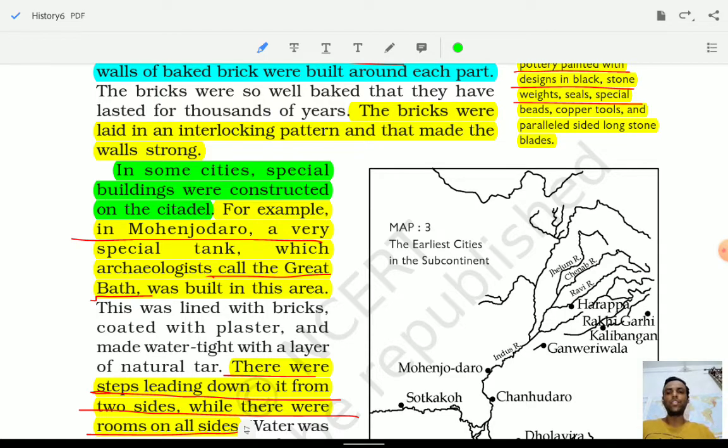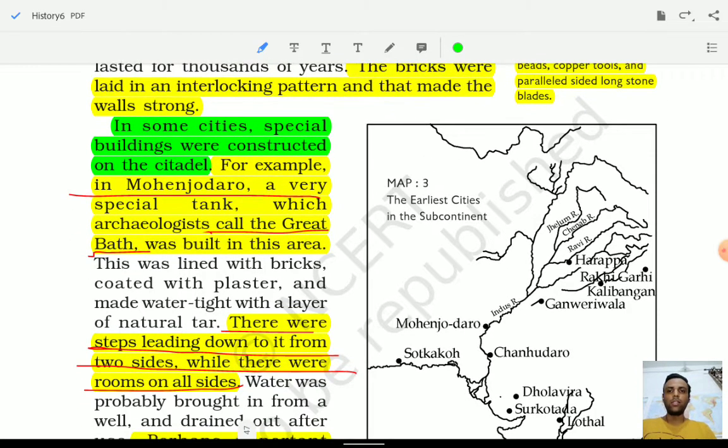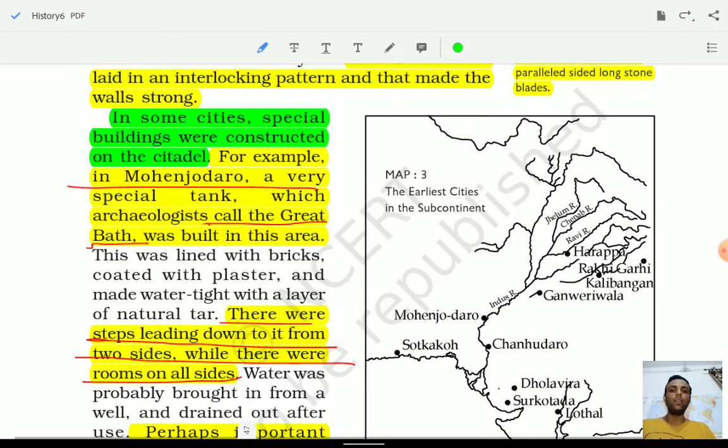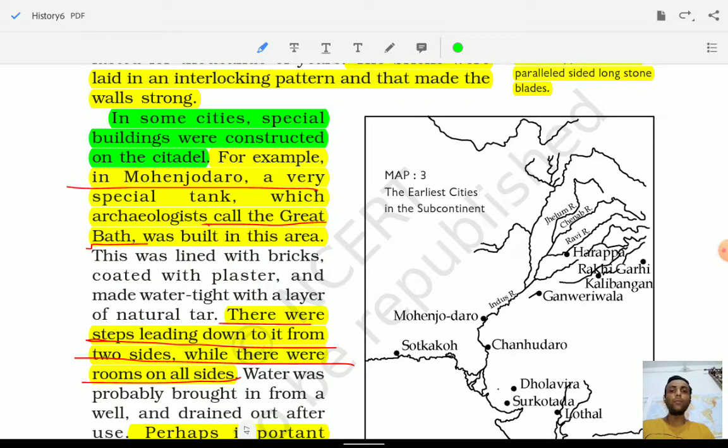In some cities, special buildings were constructed on the citadel. For example, in Mohenjo-daro, a very special tank which archaeologists called the Great Bath was built in the area. So understand that in Mohenjo-daro, a very important building has been found where a tank has been constructed. Archaeologists call it the Great Bath because it was similar to the swimming pool in today's scenario, right?